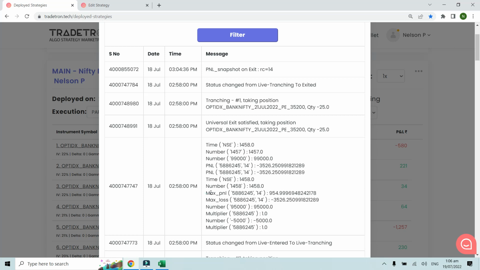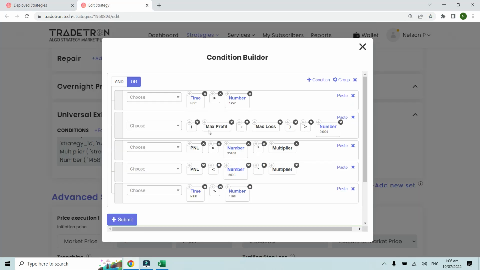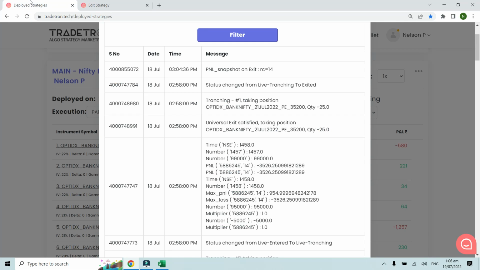That is the reason why, if you use this max PNL keyword in all of your strategies, you can just put in something like this, max profit minus max loss greater than 99,000 or so, as a random formula in your universal exit in any of the strategies. It will basically help you understand how much is the max profit that the strategy has reached.